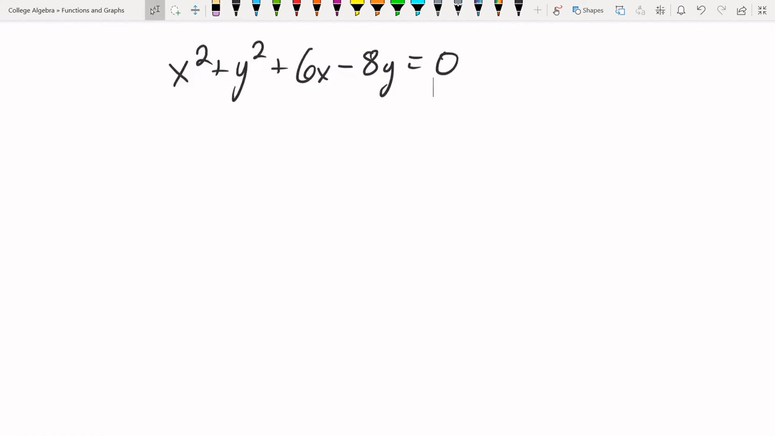Okay, here's another one that we want to get in standard form. I'm going to rearrange this so that the x's and the y's are together.